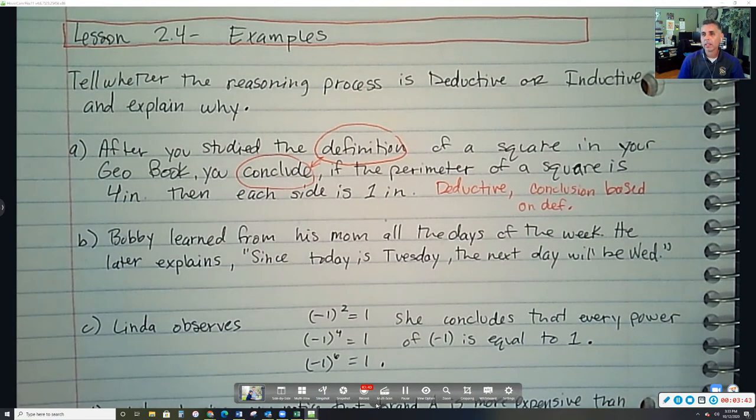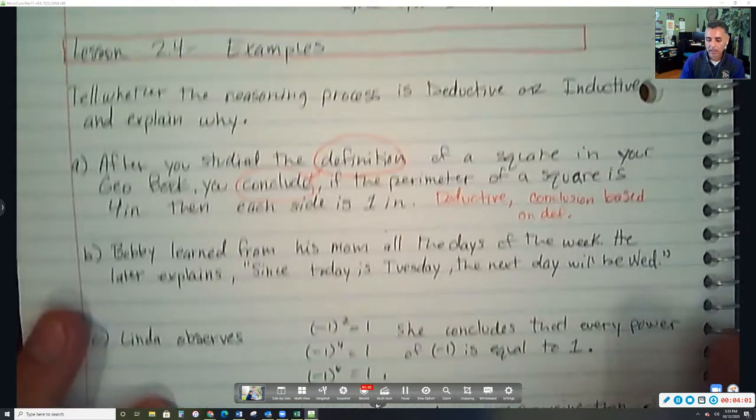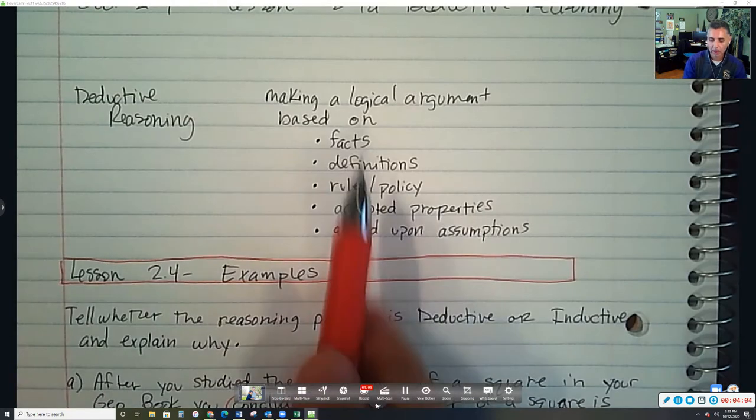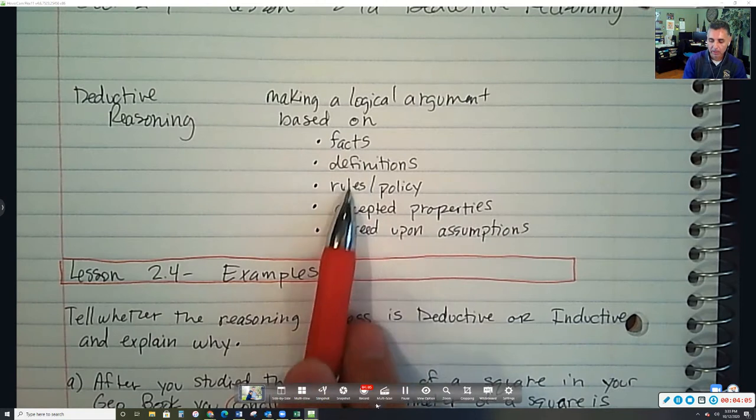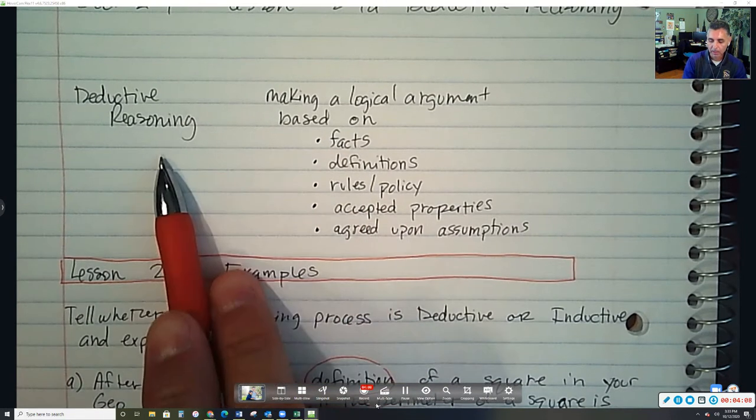Now again, 2 days ago we did a bunch of them where we were looking at a pattern or a list, and then we made a decision based on what we've seen. That's inductive. This is a decision made based on a definition. That's deductive. And again, remember from back up here, it's made on facts, definitions, rules, policy, accepted properties: deductive reasoning.